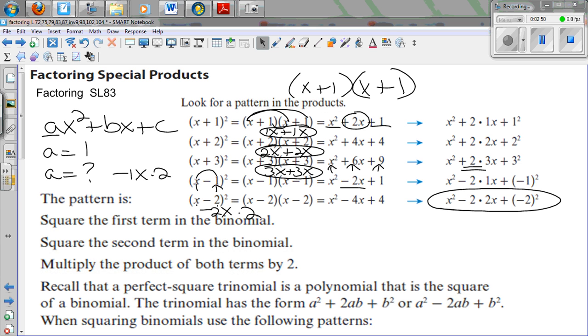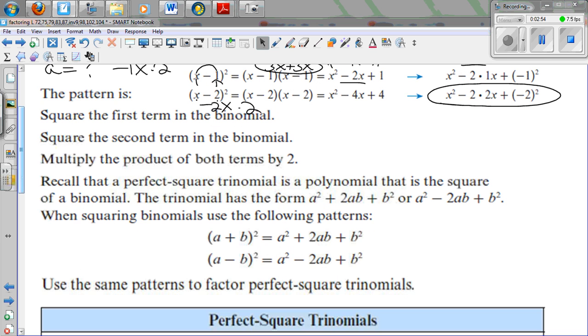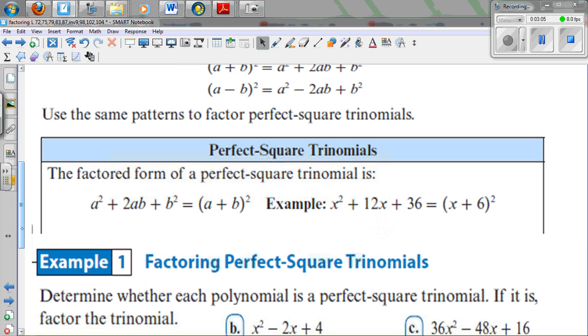And if we can recognize this pattern, we can easily factor it. So the thing you have to remember is that you square the first term, you square the second term, and then you multiply the product of the first term and the second term by 2. So basically doubling it. And so this works with anything that you can recognize that pattern for. So if you look at this, 36 is a perfect square. That's 6, and 6 times 2 gives us the 12 that's here. So we know then that this is an x plus 6 times an x plus 6.